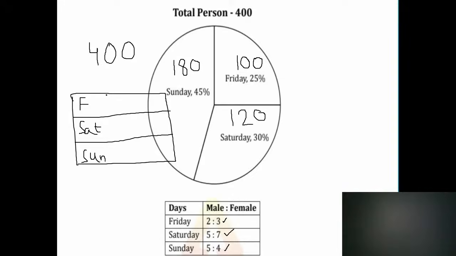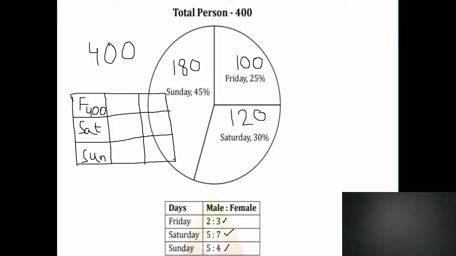Okay, total 400 people went on Friday. Now we should divide this into male and female. So out of 400, the male and female ratio for Friday is 2 is to 3. This 400 we should divide in the ratio 2 is to 3. So 2 is to 3 means 5 parts are there. We should divide 400 into 5 parts.